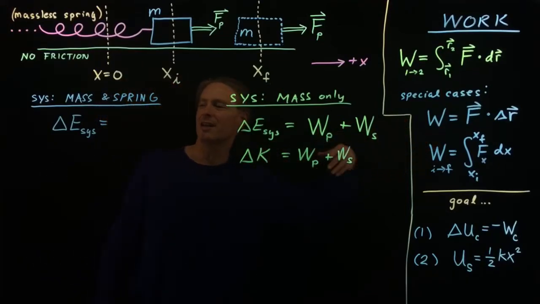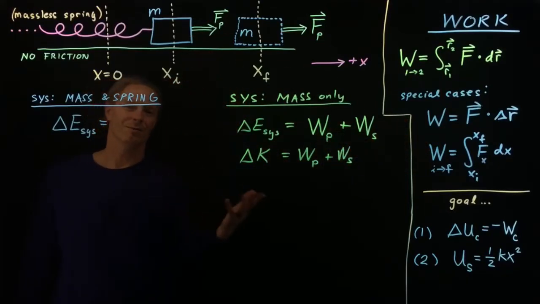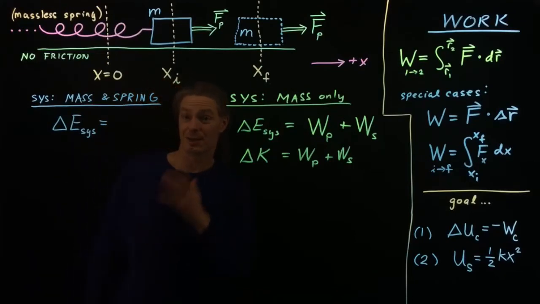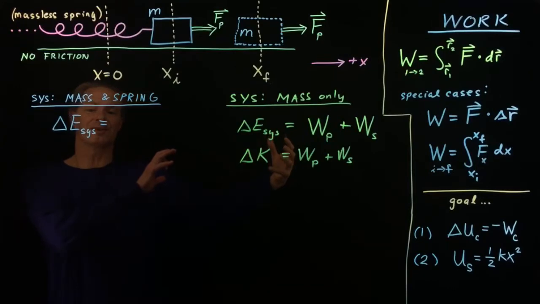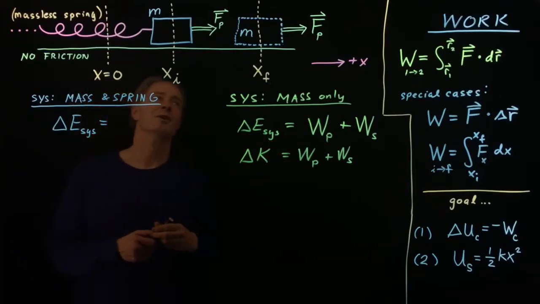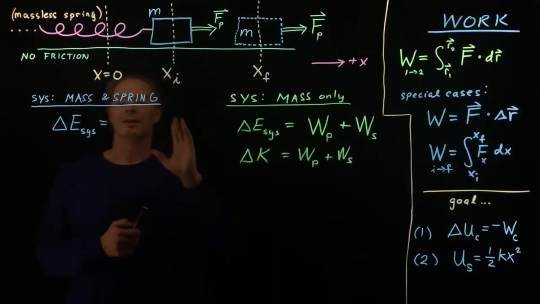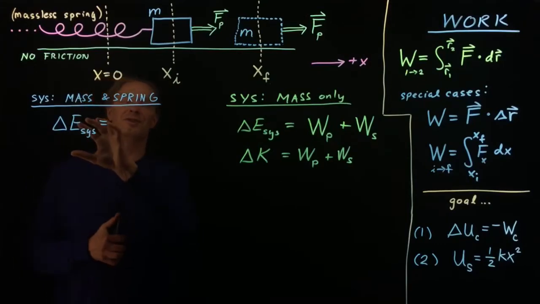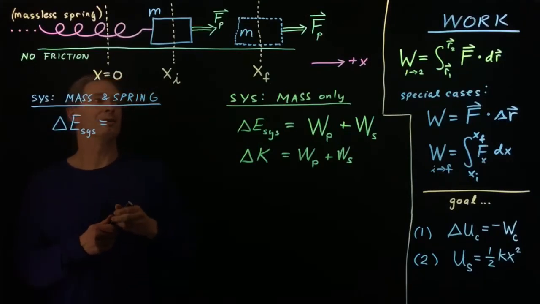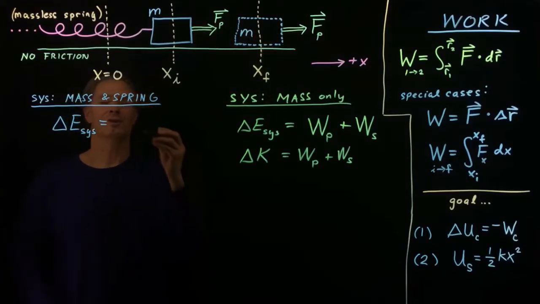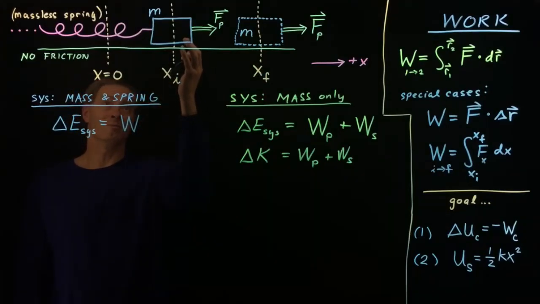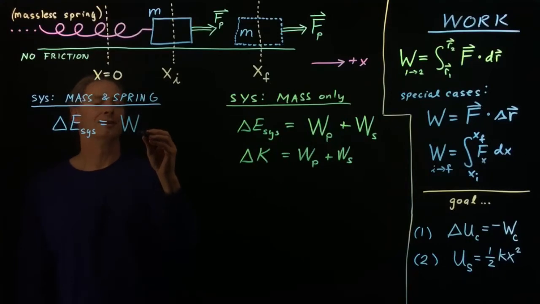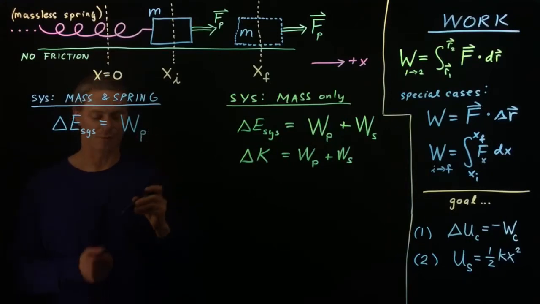Again, heat and radiation coming from outside are not going to affect this. What is going to affect it, however, is the work done by agents outside the system on the system. In this case, the only thing external to the system that's doing work on the system is the pulling force. So the change in energy of the system, consisting of the block and the spring together, is equal to the work done by the pulling force.